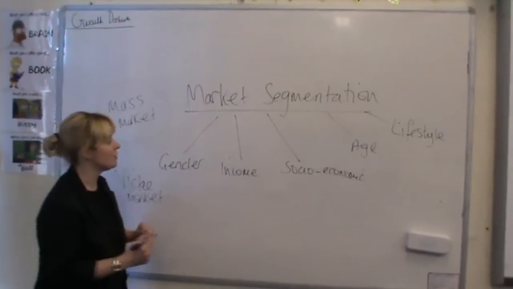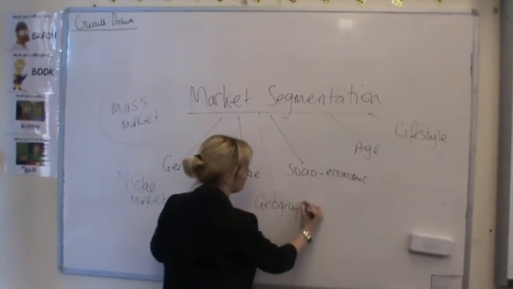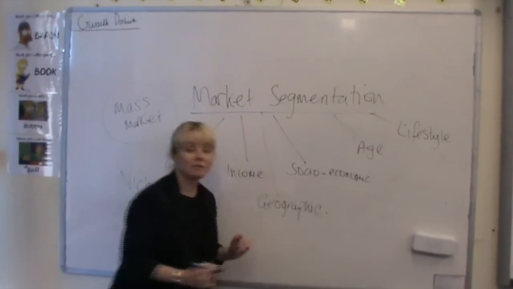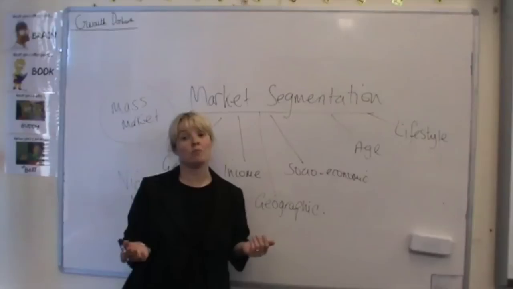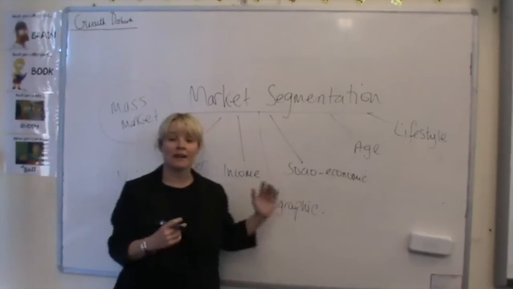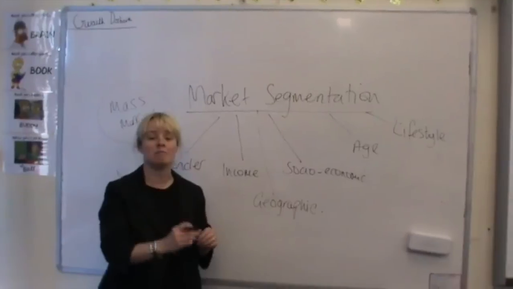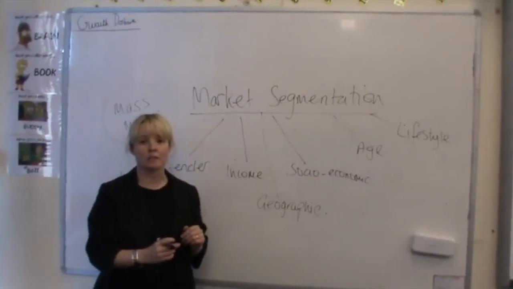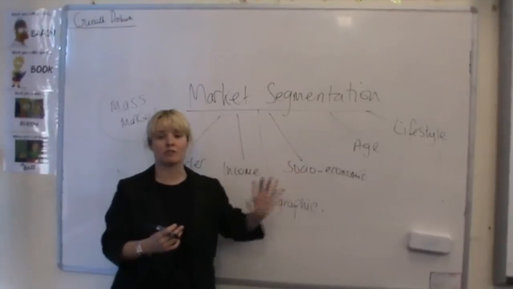Okay, there is also another one. We could have geographic. So what you might find is that you aim some of your products in some countries and not in others. You're going to sell more umbrellas in Wales than you might do in the south of Spain where they get more sunshine. But that is what market segmentation is. It allows the business to better meet the needs of its customers because it channels it down and just aims it at particular types of people.